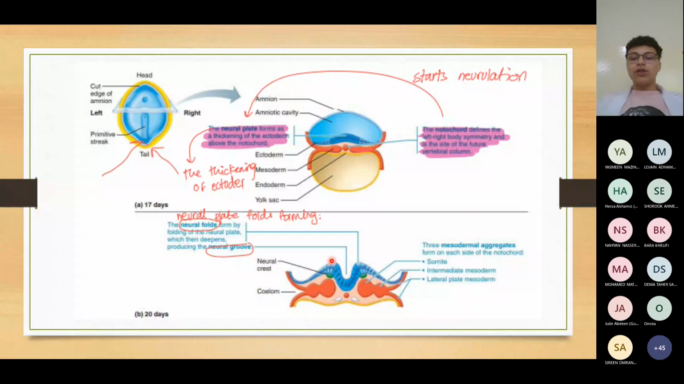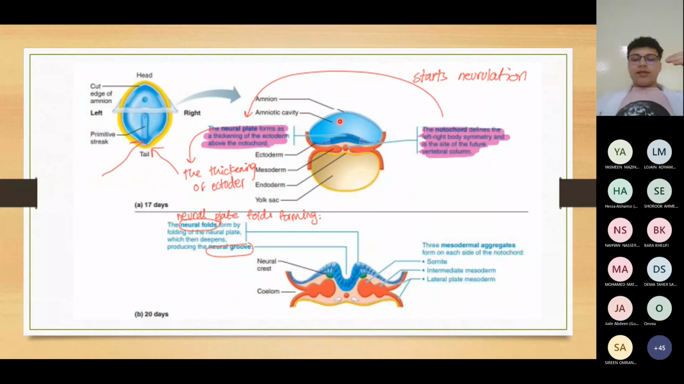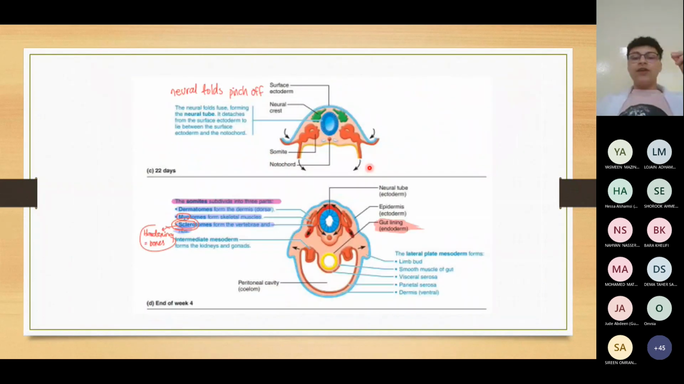And then here, the folds, we call them what? The neural folds. And here, by the way, these are the neural crest. They're going to form the peripheral nervous system, and I'm going to be explaining that in the next slide. Now, as you can see here, it's going to go down. The neural folds, with time, are going to fuse. They're going to join together. When they fuse, they're going to form something we call a neural tube.